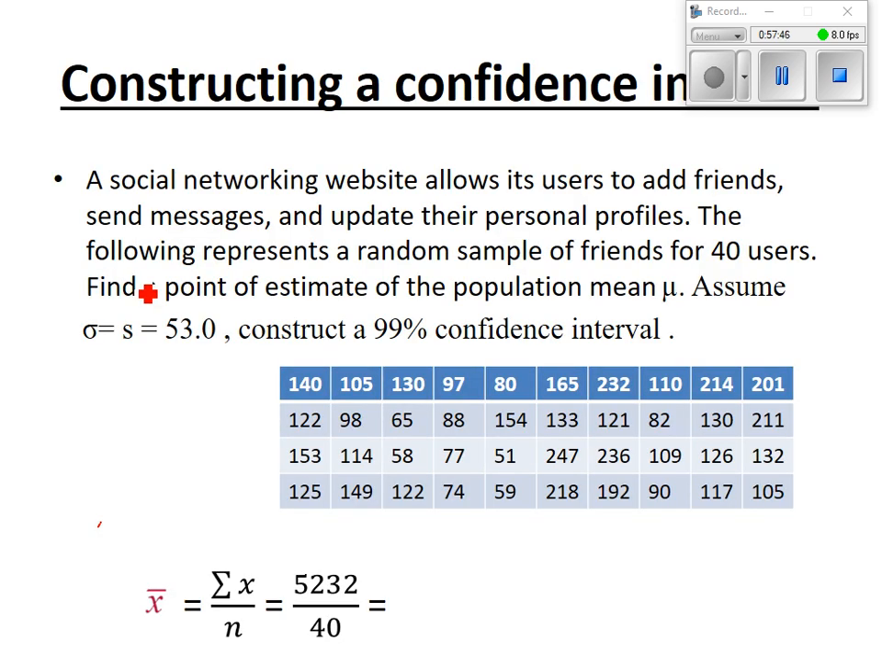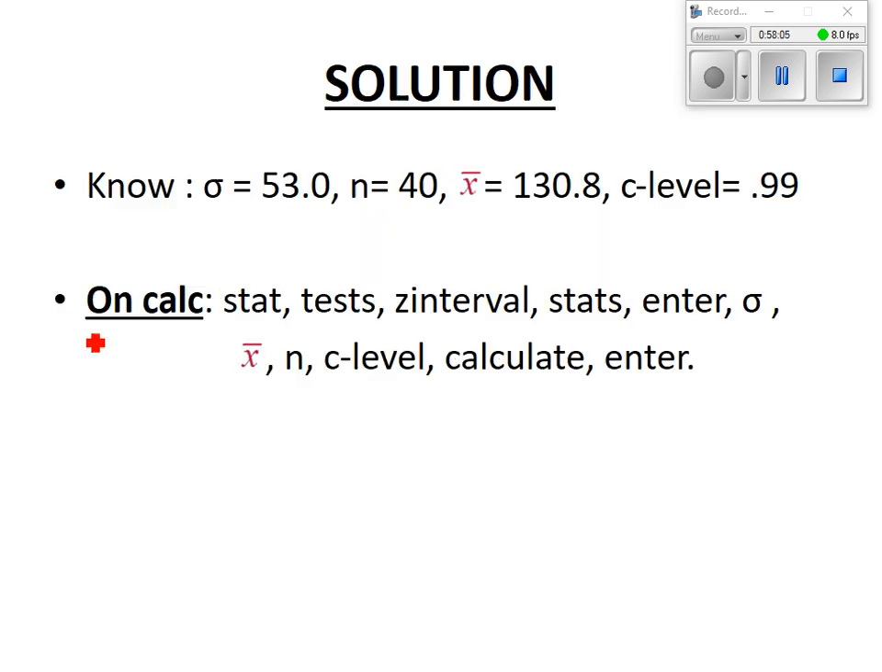So this one we did, and I don't even remember what it was, 52, 32 divided by 40. I don't remember what it came out to be. It's like 130 or something. 130.8. So that's our mean. That's our X bar. If we know all this stuff, we could just punch it into the calculator. You might want to try that right now. Make sure you know how to do it on your calculator.